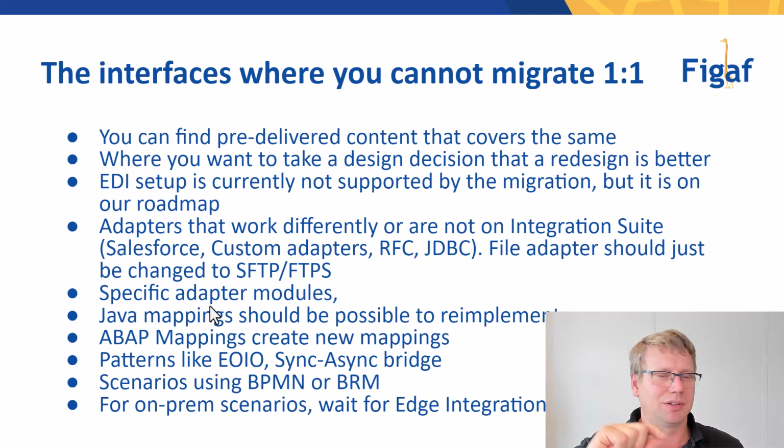Others would just say, okay, take the code and put it in a new wrapper and you're good to go. ABAP mappings is obviously a challenge, so those would need to be re-implemented, or you'd have to consider what to do. The ABAP XSLT, I guess, should be somewhat simple, but would not be supported with it. You have patterns, like exactly once in order, async bridges that will pose a challenge to these things.